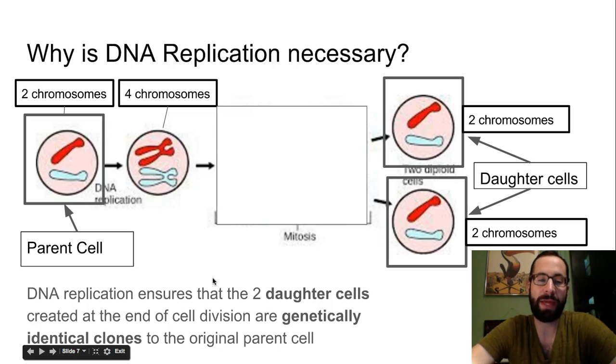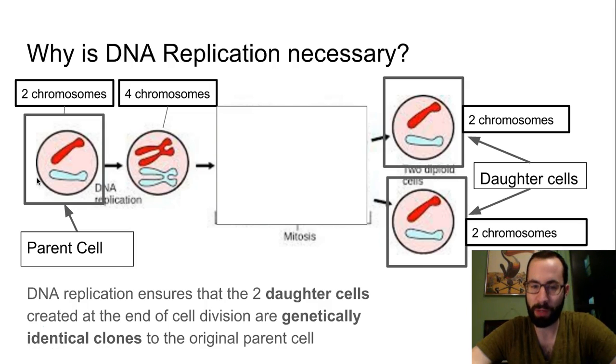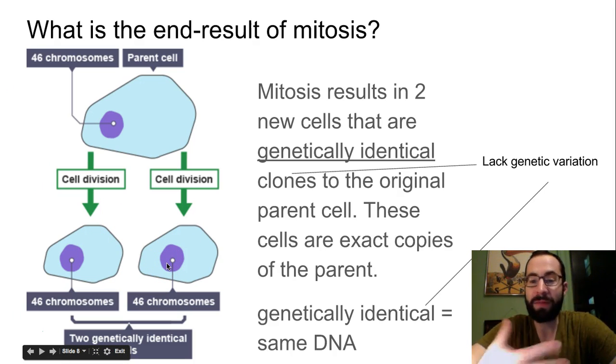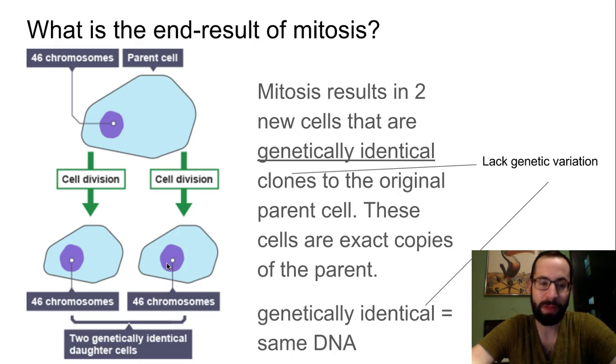Now, this DNA replication process ensures that these 2 cells are genetically identical to the original cell. That means they have the exact same DNA, or sometimes we call them clones of one another. Now again, what is the end result of mitosis here in humans? Well, the end of mitosis results in 2 genetically identical daughter cells, which are clones of the original parent cell. That means that these 2 cells lack genetic variation. They aren't different from one another. They're exactly the same. So this cell is the same as these 2 cells because the DNA replication process ensures that. The DNA is copied exactly.